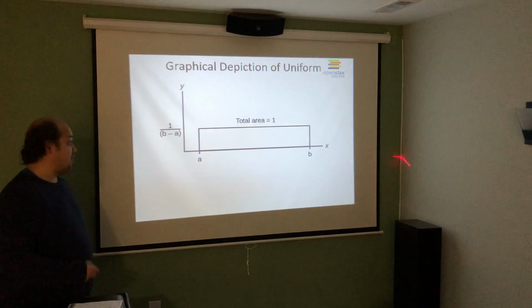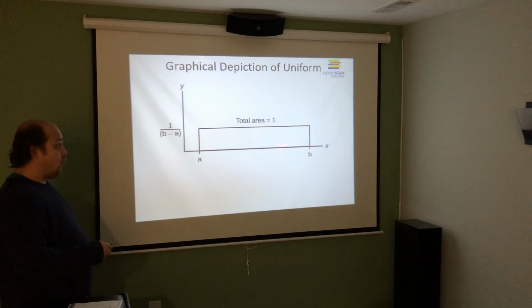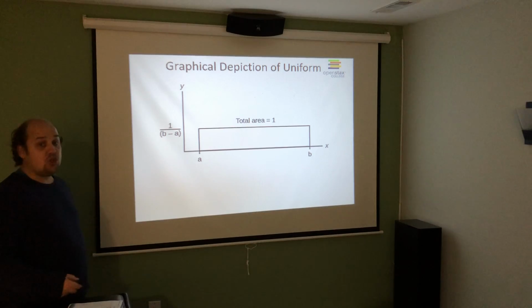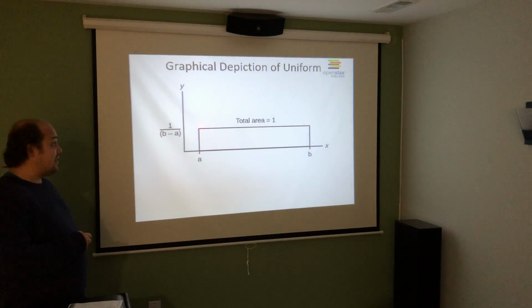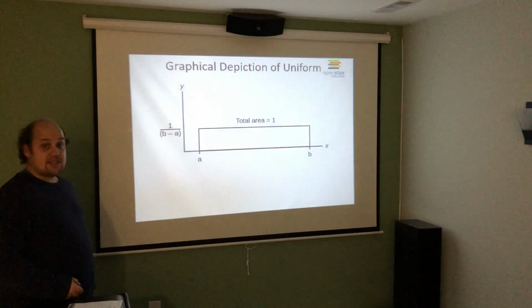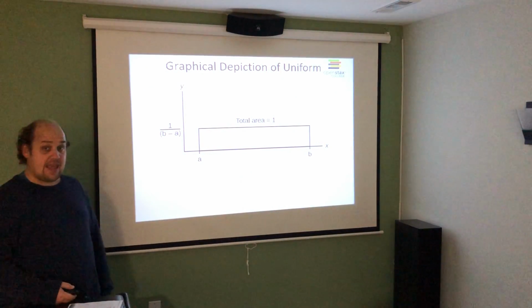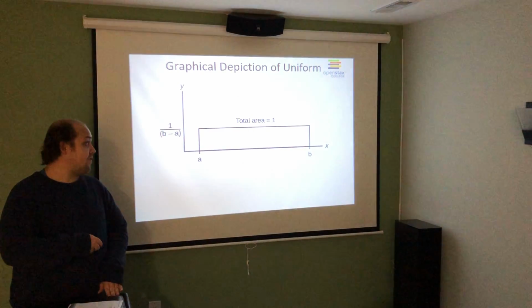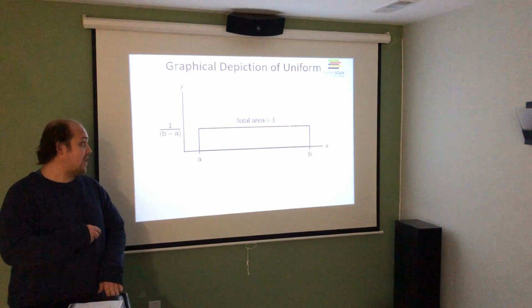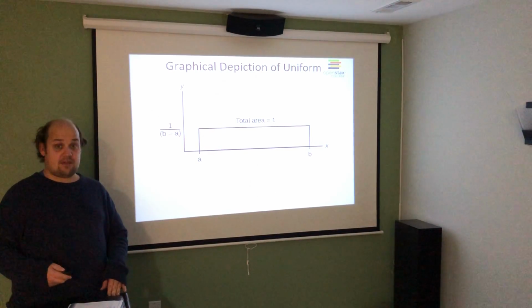Graphically, what's happening here is this whole area total equals 1, or 100% of everything that can happen. The probability of any 1 unit distance here is 1 over b minus a. So if, for instance, b was 5 and a was 0, this would be 5 units long. Any 1 unit within that would have 1/5 probability of occurring. So if this went from 0 to 5, the probability of being between 3 and 4 is 1/5.